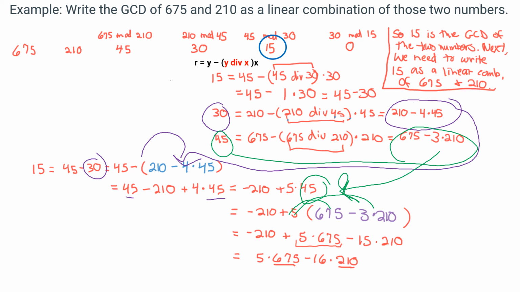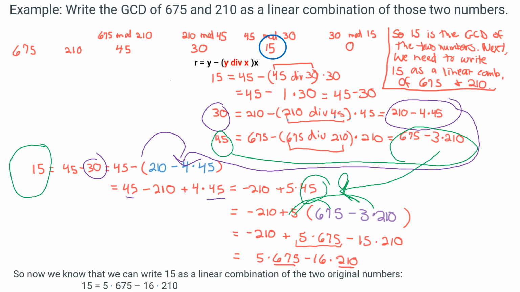And remember, what we started with is just this 15. That's what all of this that we finally ended up with is equal to. So you see that now we've written 15, which is the GCD, as a linear combination of those two original numbers, 675 and 210. So 15 equals 5 times 675 minus 16 times 210.